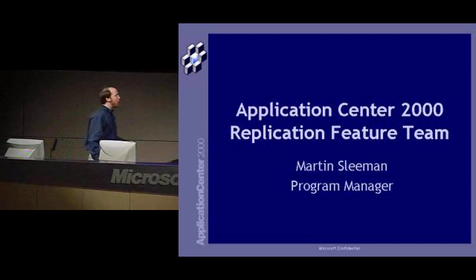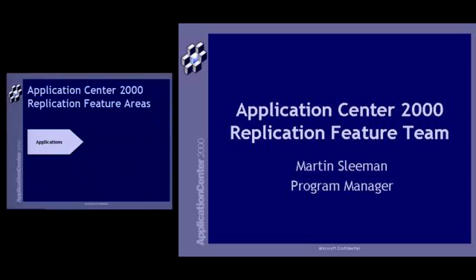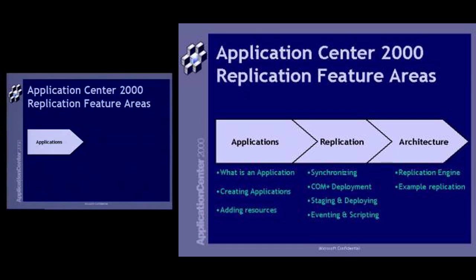So we're going to talk about three major areas in this talk. We're going to talk about applications, what an application is, how you can create an application, and how you can add resources to that application. We're also going to talk about replication, of course, and how we synchronize these applications across the cluster. We're going to talk about staging and deploying. We're going to talk about COM plus deployment because we know that's a really tricky issue.